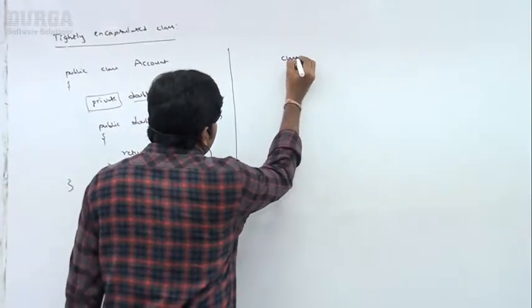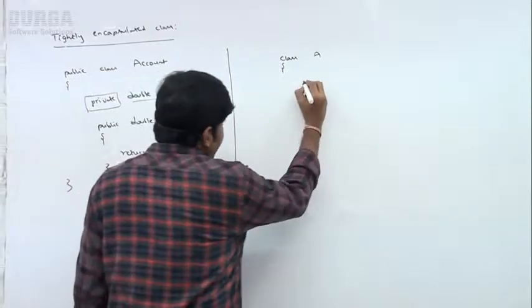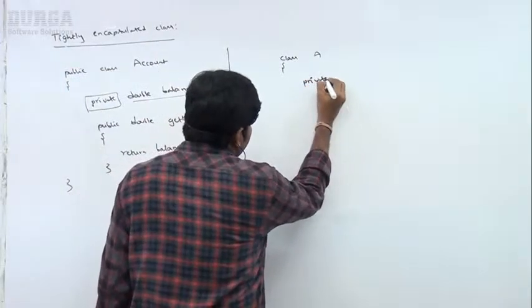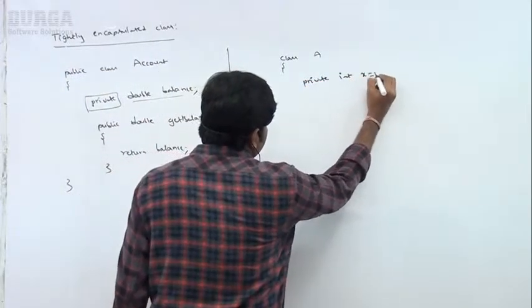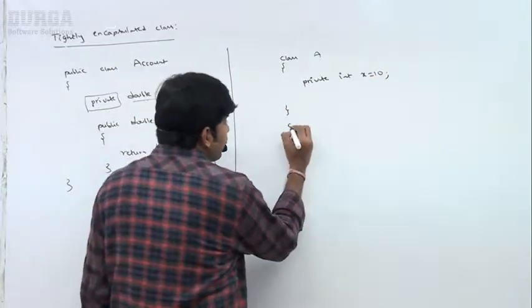I have one example. Now observe class A, sir. Class A contains private int x equal to 10.